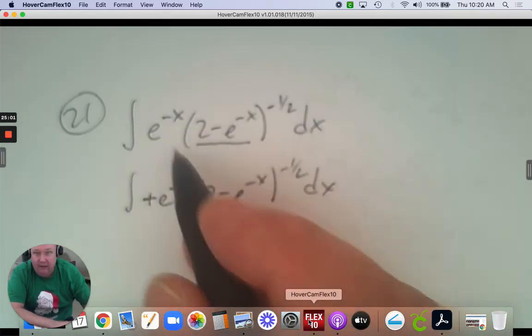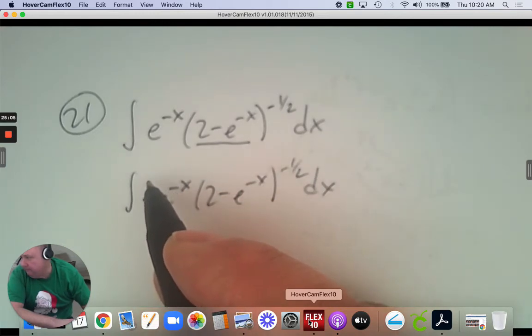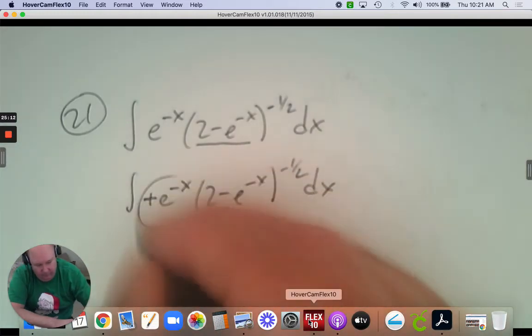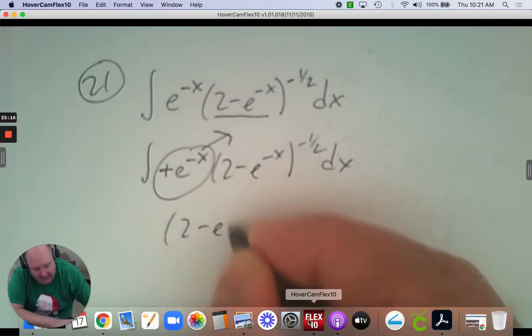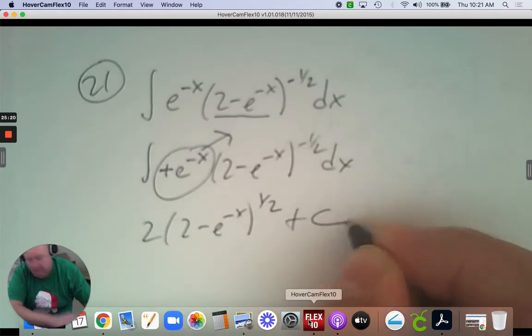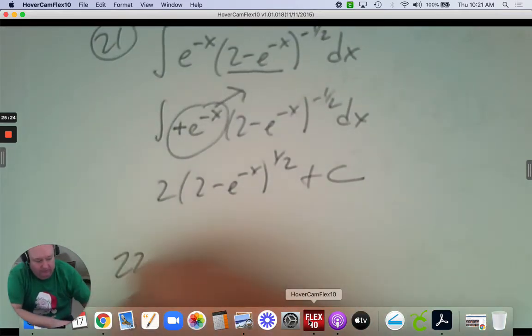Next, I look and I realize that they match. So I unhook it, and then I add 1 to the exponent, and then the reciprocal, and don't forget the constant. 22.